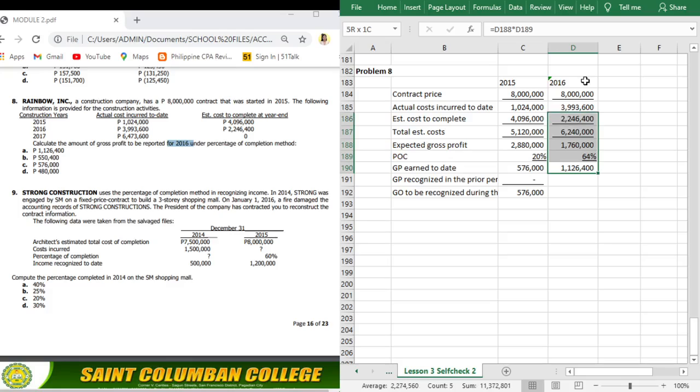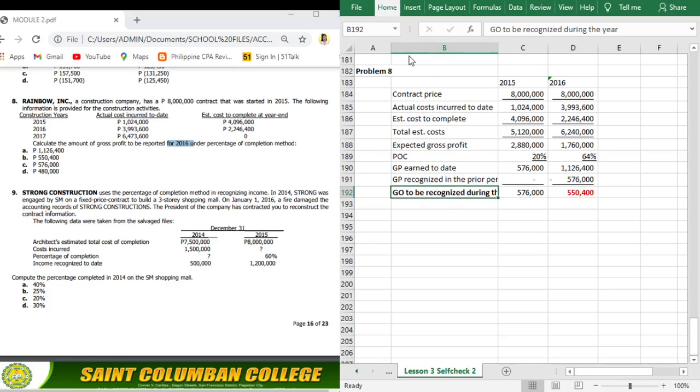Now, take note, this 1,126,400, since this is based on amounts that are cumulative, meaning, this amount is already cumulative. It is a cumulative gross profit. This is already the gross profit that was earned for both 2015 and 2016. Now, since we already recognized some in 2015, we are to deduct those that were recognized in the prior period. So, 1,126,400 minus 576,000, we can get 550,400 as the gross profit to be recognized during the year 2016.